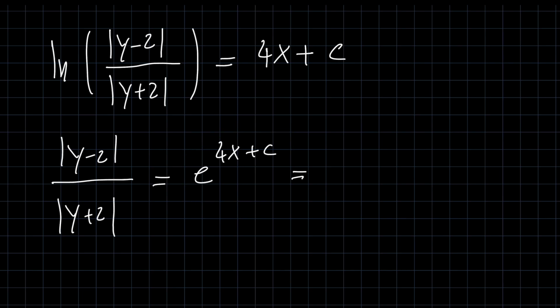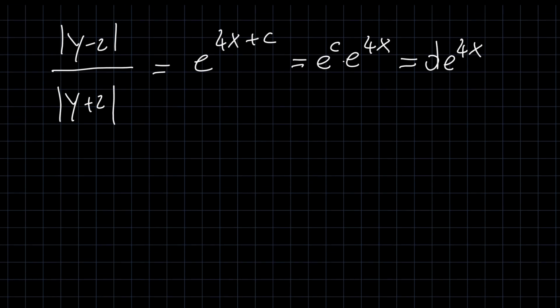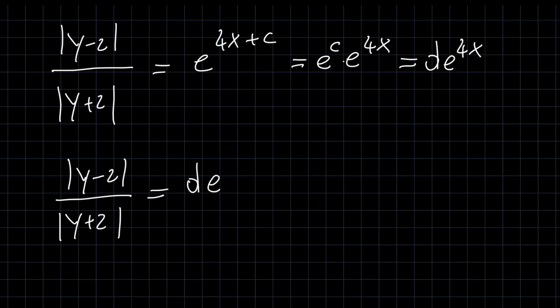Now I can use the property of the powers to rewrite this as e to the c times e to the 4x, right? And now since c is a constant, e to the c will be a constant too, so I can call it d. It's going to be d times e to the 4x. Perfect. So now what I proved is that y minus 2 modulus over y plus 2 modulus has to be equal to d e to the 4x.